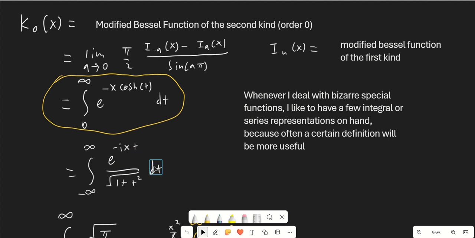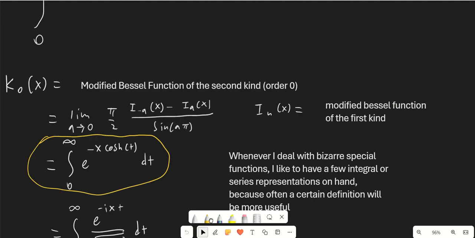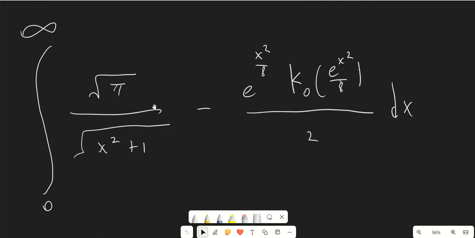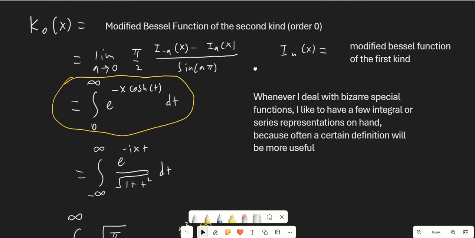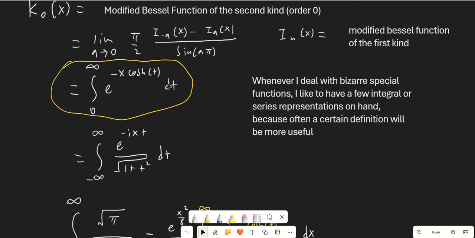Whenever I deal with bizarre special functions like K naught in this integral, I like to have a few different series or integral representations on hand that I can try and apply to see which ones are going to help me to actually solve the problem. So with this problem, I was trying to use this second definition down here because it really matches up a lot better with our integral, but it actually turns out that this first definition is a little bit better for solving this integral, at least through the method that I used to solve it.